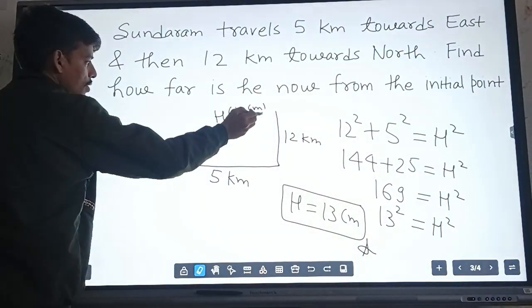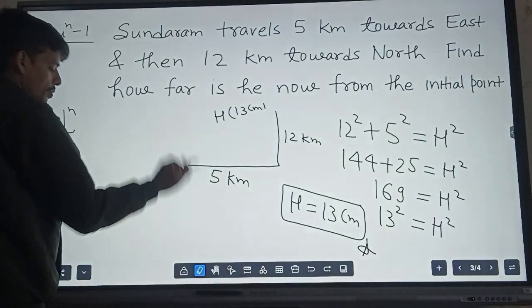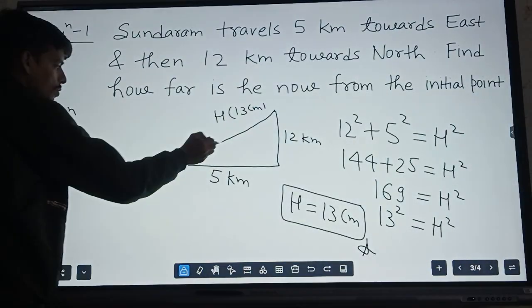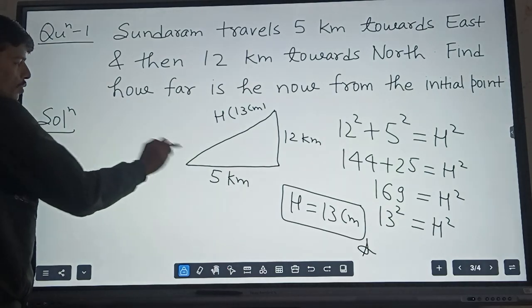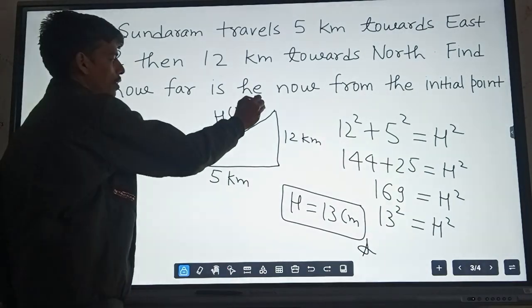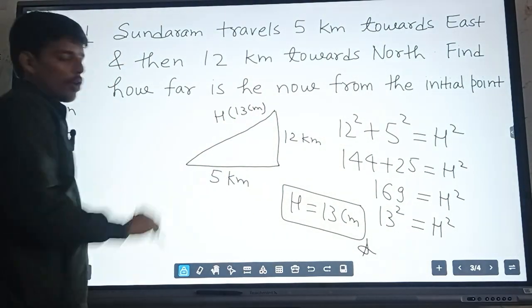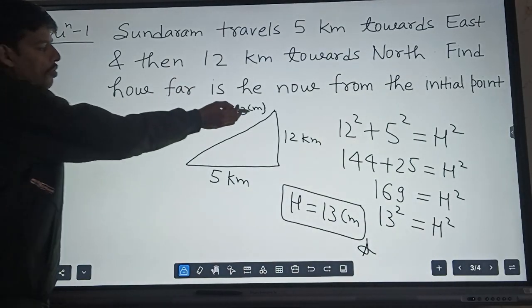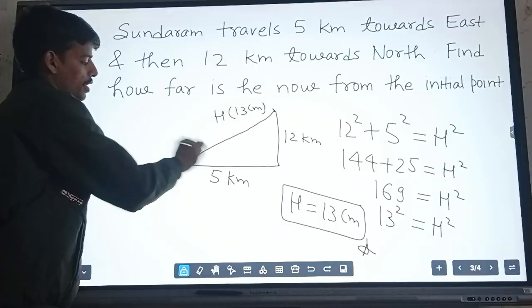The figure is not clear. 13 centimeter is the value of the hypotenuse, and it is the distance from the final point to the initial point.